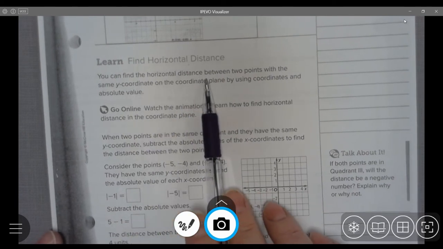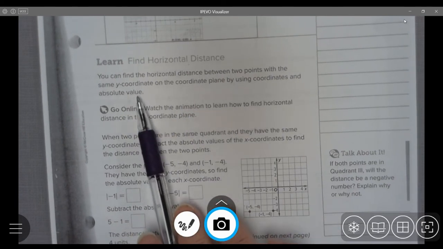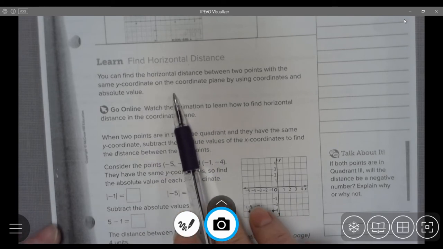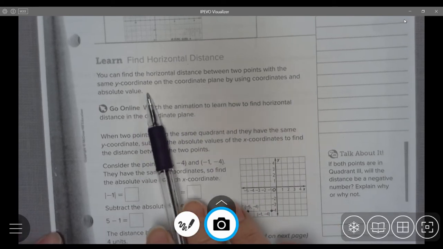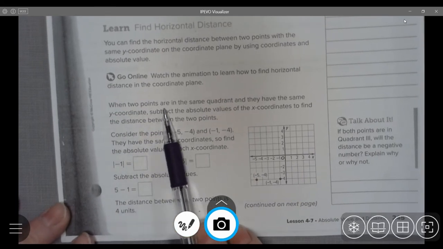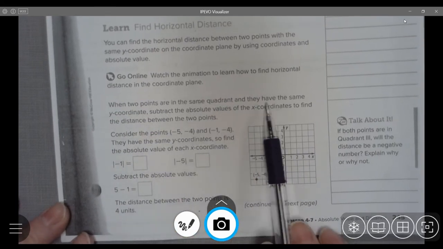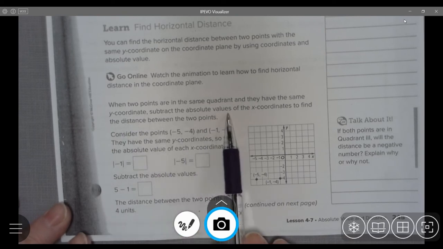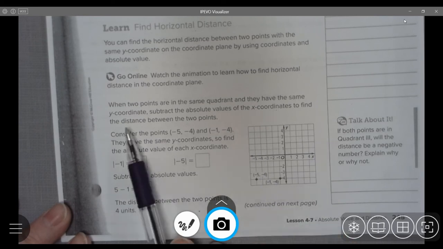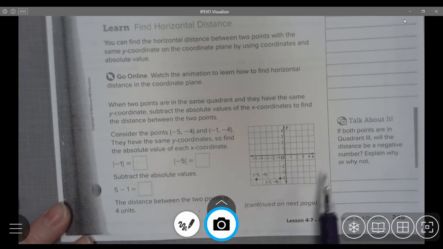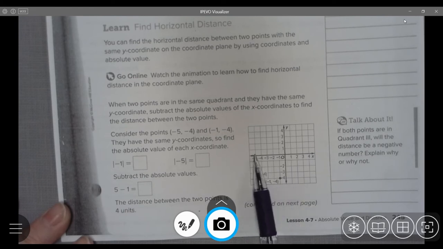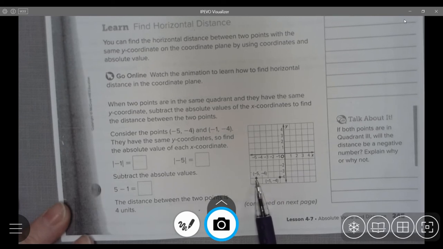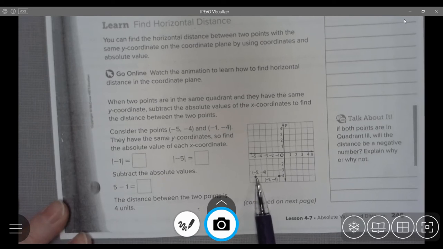You can find the horizontal distance between 2 points with the same y coordinates on the coordinate plane by using coordinates and absolute value. When 2 points are in the same quadrant, they have the same y coordinate. Subtract the absolute values of the x coordinates to find the distance between the 2 points. So at this point, consider -5. We went over -5, down -4. So we have one point here, -5, -4.